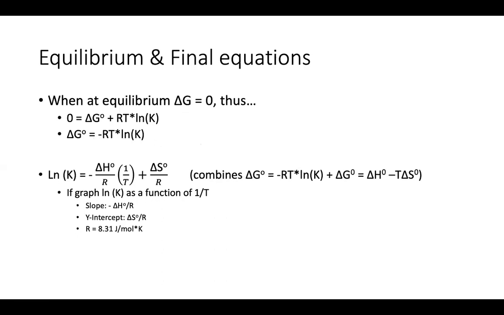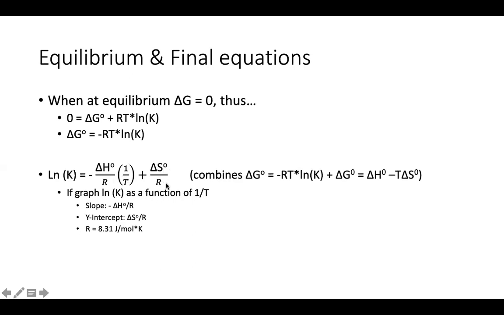Okay, and kind of our final equation that I just didn't really have a spot for. It's a combination between the two equations listed to the right. It's the natural log of K is equal to the negative change in enthalpy divided by R times 1 over temperature, plus the change in entropy over R.